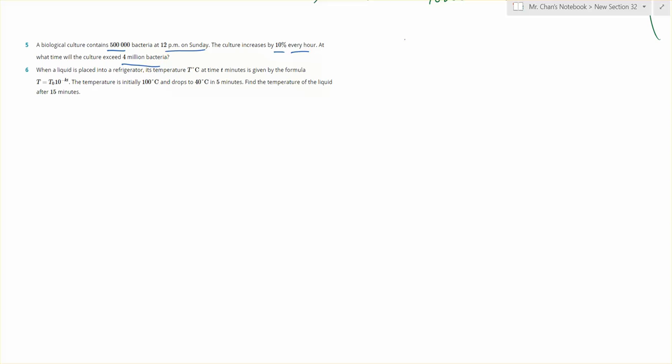So let's use our basic model. Population equals A times B to the power T. Now I know my initial population is 500,000, so that's automatically my A value, because again, if T equals 0, then the population, which is 500,000, equals our A. So I know automatically that A equals 500,000. Now a B value we can get from this statement. It increases 10% per hour. So for every hour, it increases 10%, which means 1.1 as a base.